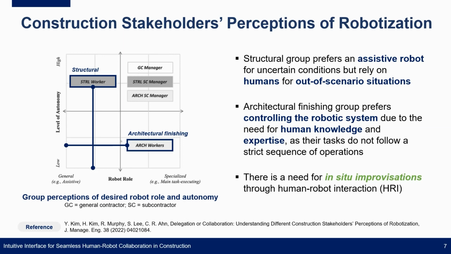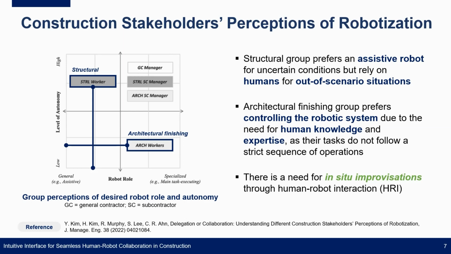On the other hand, the respondents from the architecture finishing groups prefer to control the robots by themselves, like teleoperation or some control pad, because they believe that their job requires some expertise to fine-tune the tasks. They also said that in most cases, their tasks do not follow a strict sequence of operations.